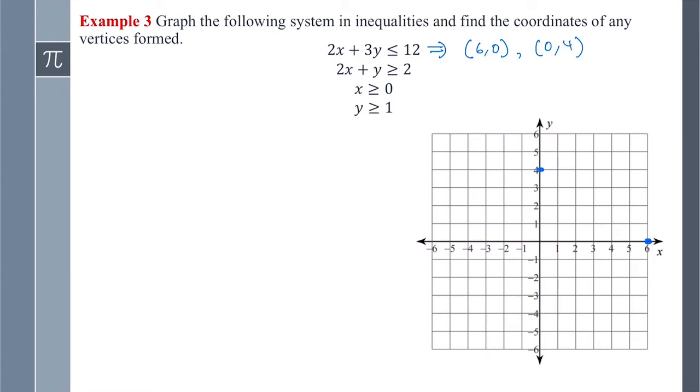Let me draw this straight line from here, sorry, let's go this direction. I don't know if I draw the straight line.